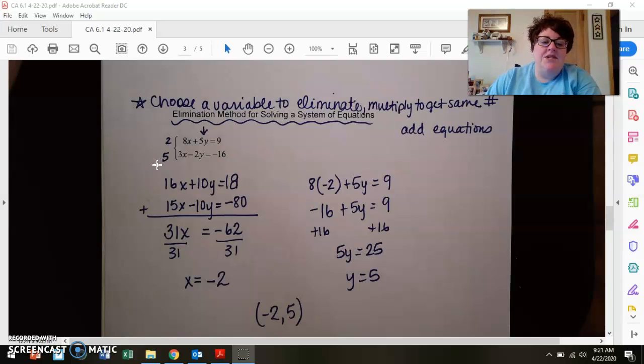And then add those equations together, and when you add those equations together, you end up getting your y to eliminate. You get 10y minus 10y, so it becomes 0y. You lose your y. You're able to solve for x. Now, once you have x, you want to plug back into one of your original equations.